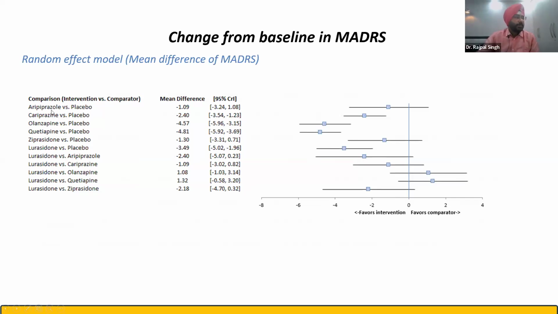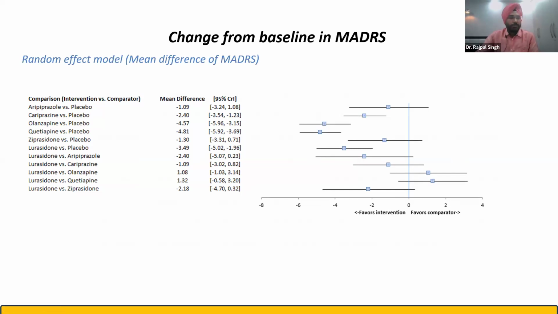First comparison is aripiprazole versus placebo. And here there is a chart, favors intervention or favors comparator, based upon good and bad outcome, basically positive and negative outcome. How to read this? Aripiprazole versus placebo is favoring intervention, meaning aripiprazole.